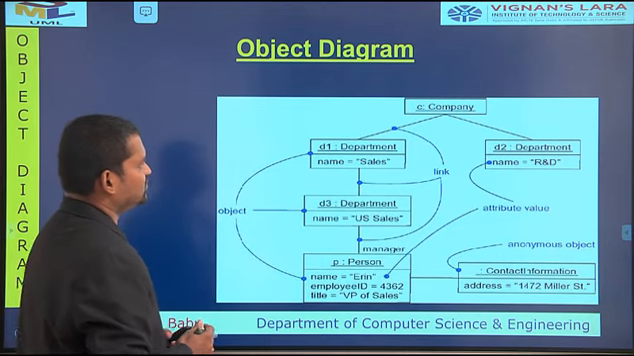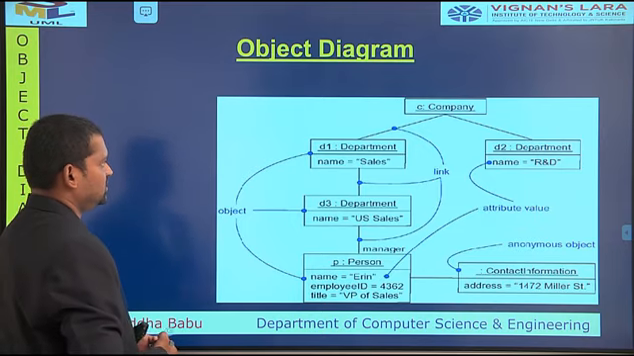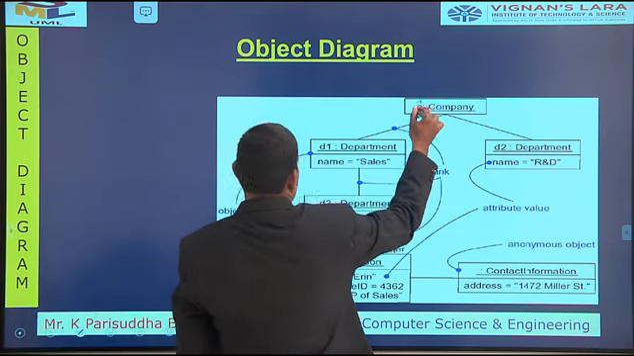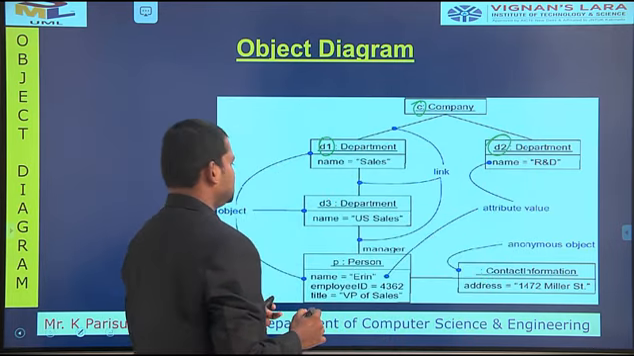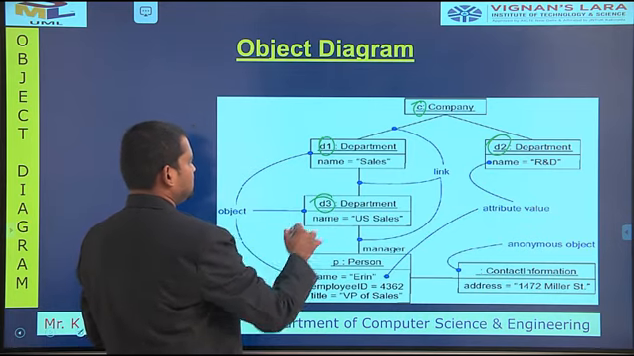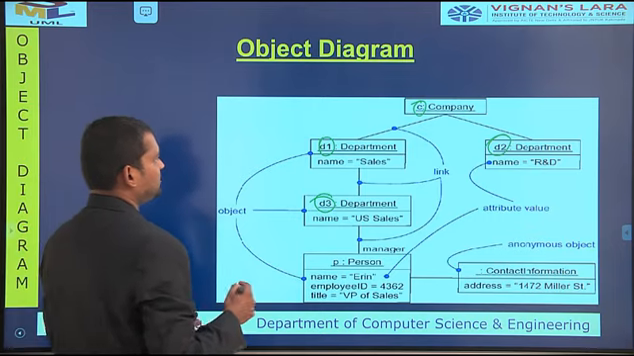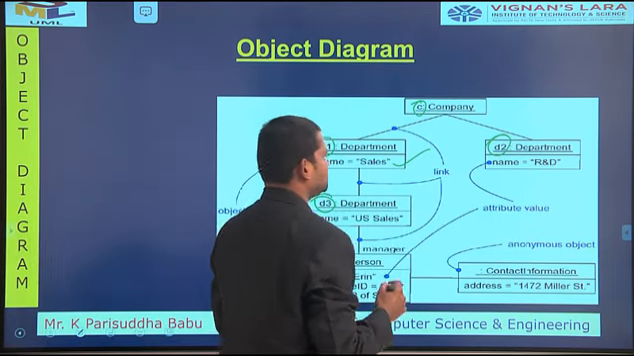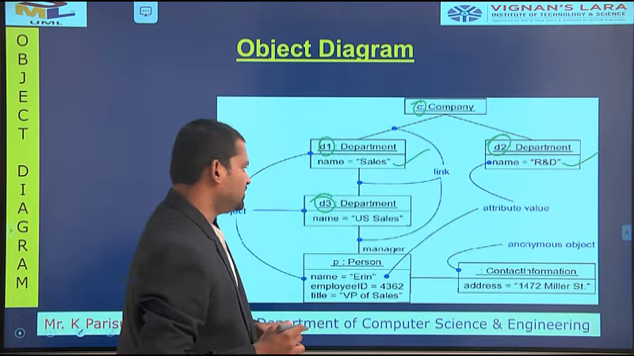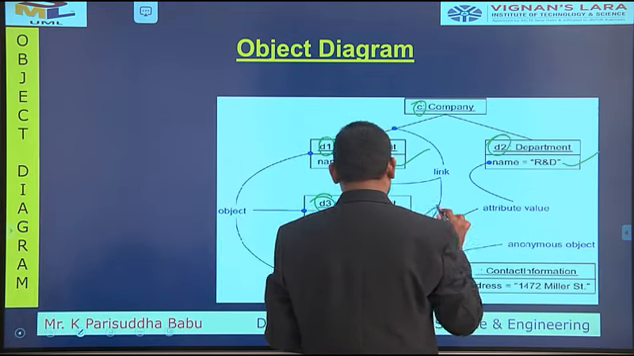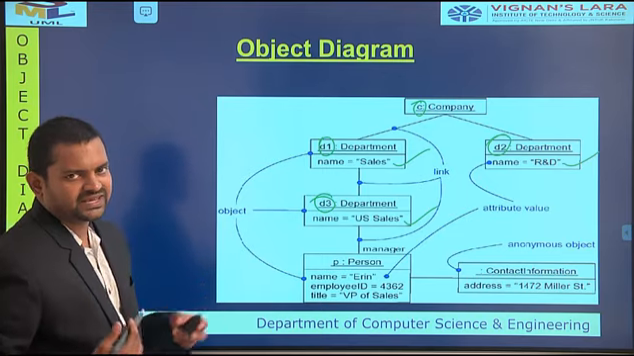See the example of object diagram: company object, D1 object, D2 object. All these are objects. D3 is also one object. All these are departments: Department 1, 2, 3, 4. Department name is sales; this D1 object belongs to sales. D2 belongs to the R&D department. D3 belongs to the US sales department. So all these departments belong to one company.